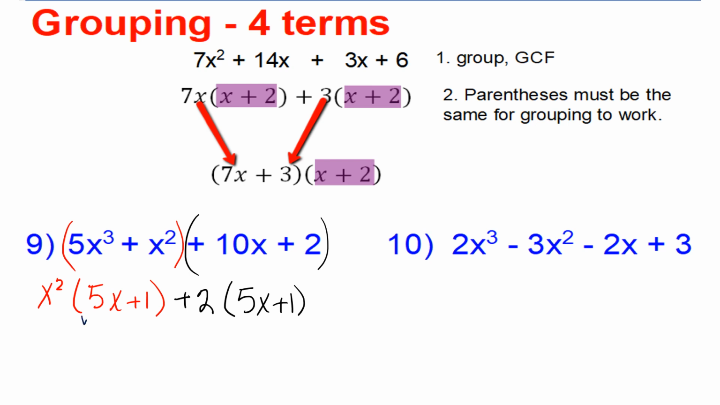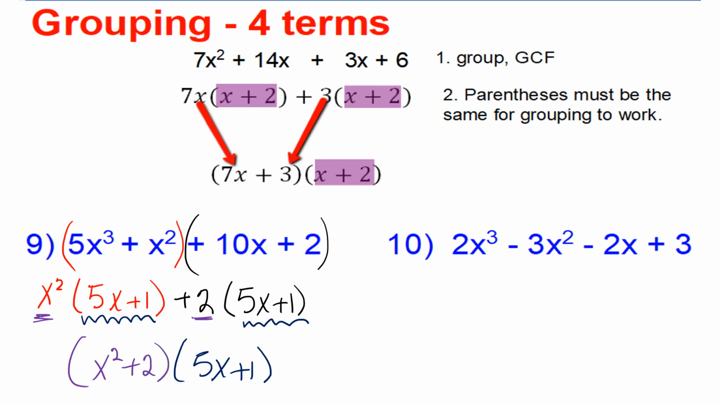My whole goal is to get an exact identical twin factor between those two sets, which I did get, the 5x plus 1. And then I can take the other terms, the x squared and the positive 2, and write them together to become our other factor. So our two factors are x squared plus 2 and 5x plus 1.